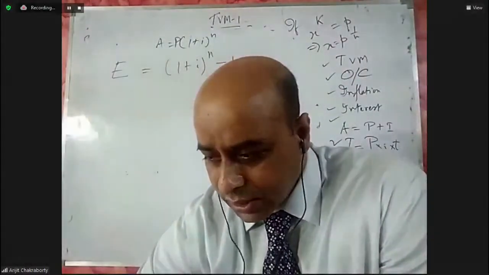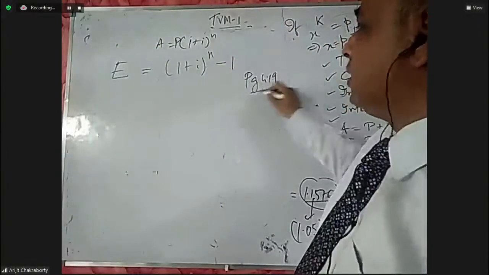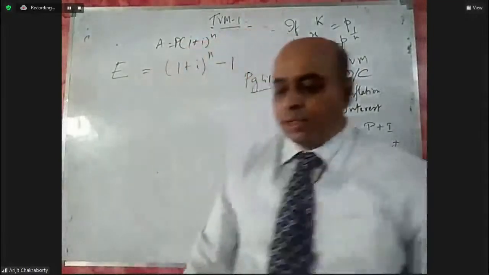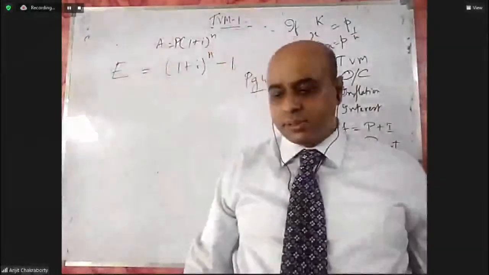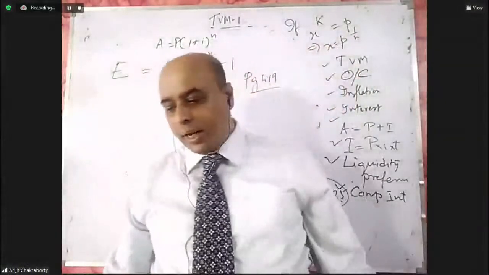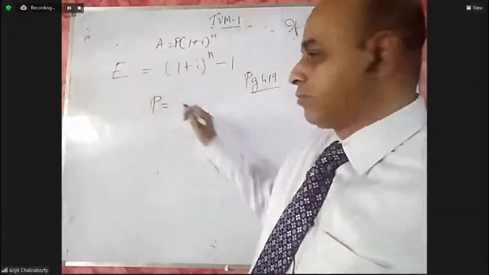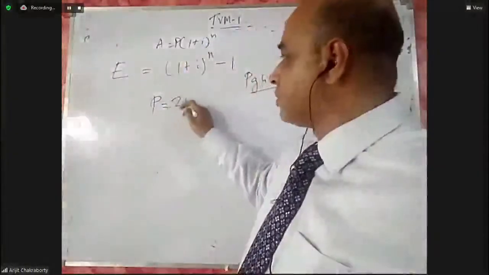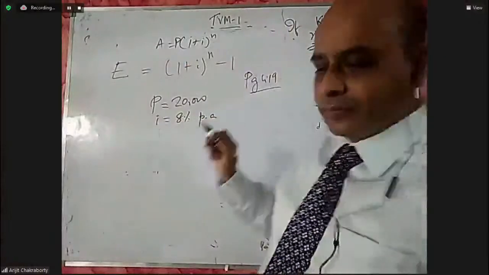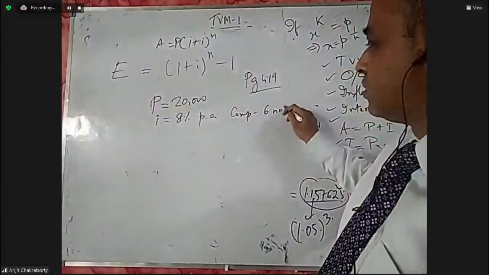Now let us see page 4.19 of the study material, and we will try and do one problem. The problem is we have to find the amount of compound interest and effective rate of interest if an amount of 20,000 rupees is deposited in a bank for 1 year at the rate of 8% per annum, compounded semi-annually. Let me write the facts of the problem. The principal is 20,000. Interest rate is given, 8% per annum. Compounding semi-annually, that means every 6 months. Fine.